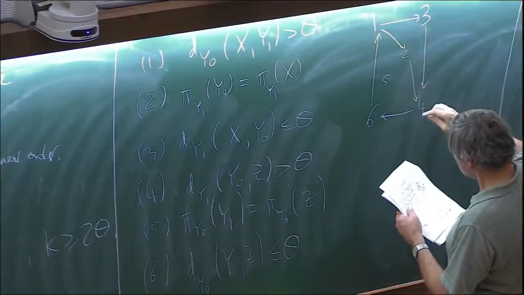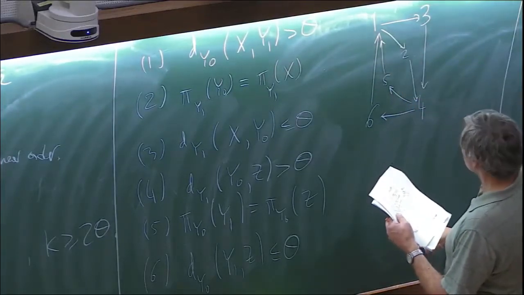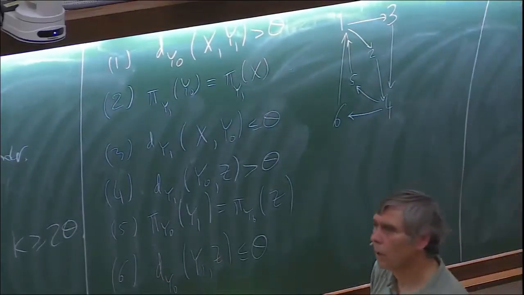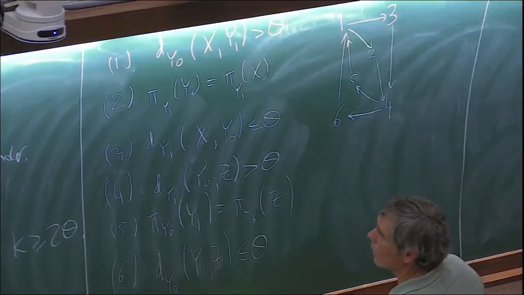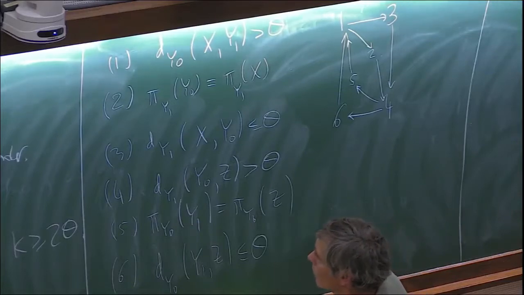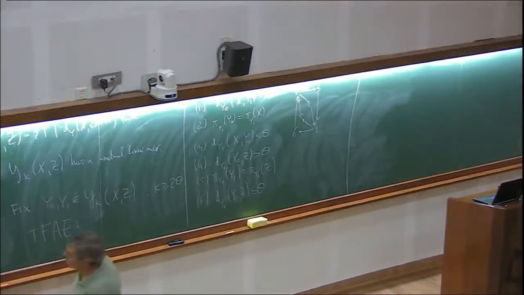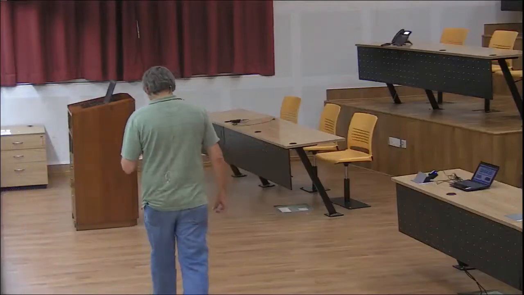I probably should have pointed out that projection distance satisfies a triangle inequality. We're assuming that y0 and y1 are in this set where the projection distance is large. So one observation is that this distance d_c satisfies the triangle inequality. It's just the diameter of the projection, and it satisfies the triangle inequality.